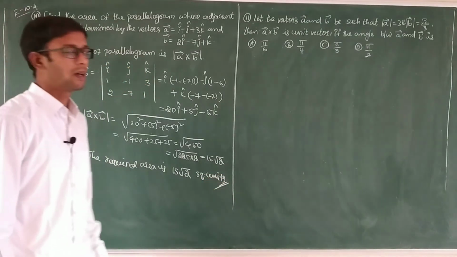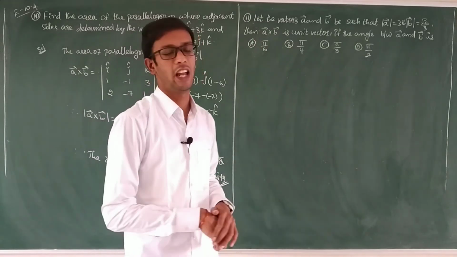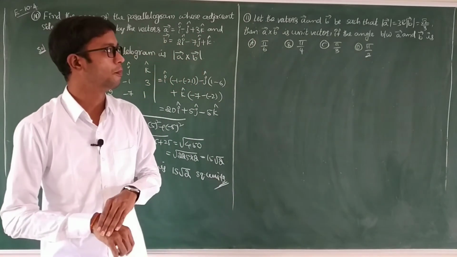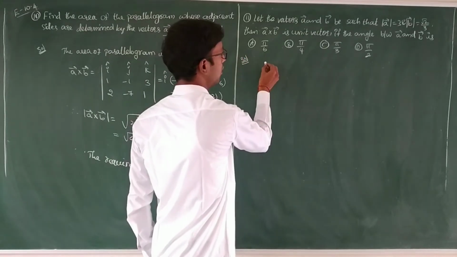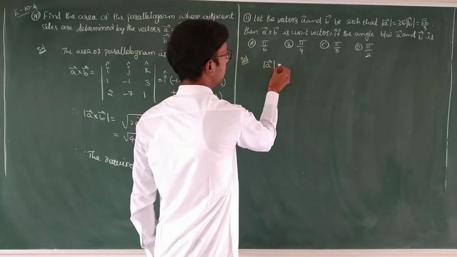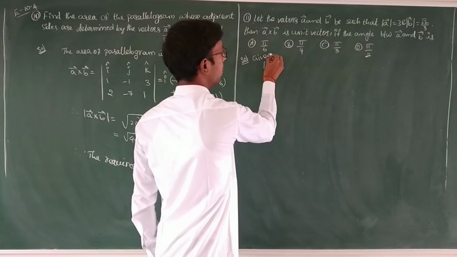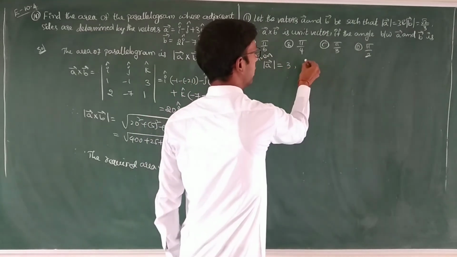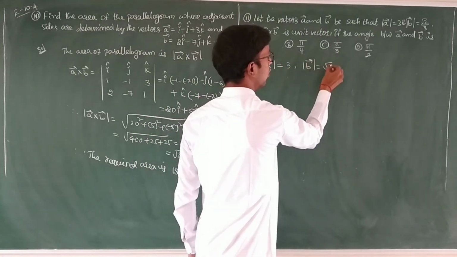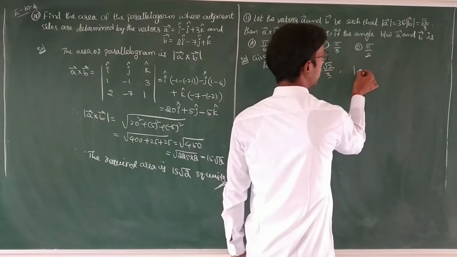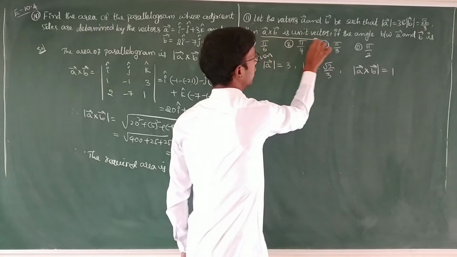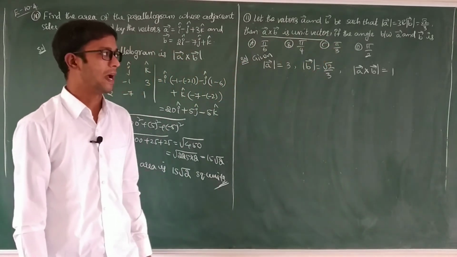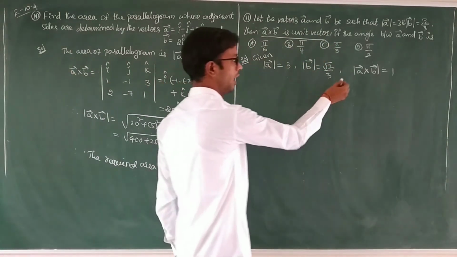So next, problem number 11. Let the vectors A bar and B bar be such that magnitude of A bar is 3, magnitude of B bar is root 2 by 3, and magnitude of A bar cross B bar is 1, because n cap is the unit vector. So magnitude is 1.